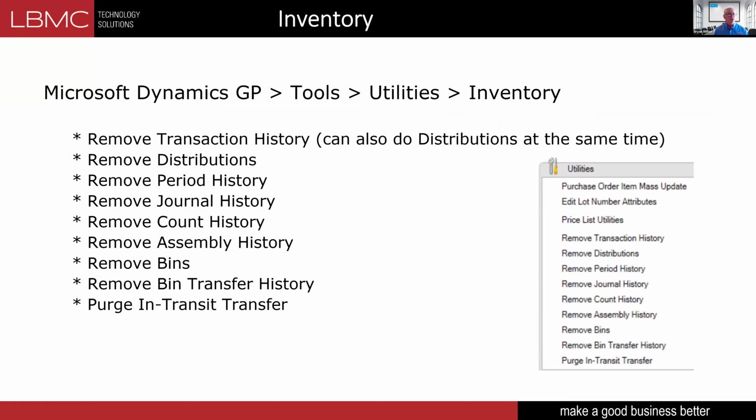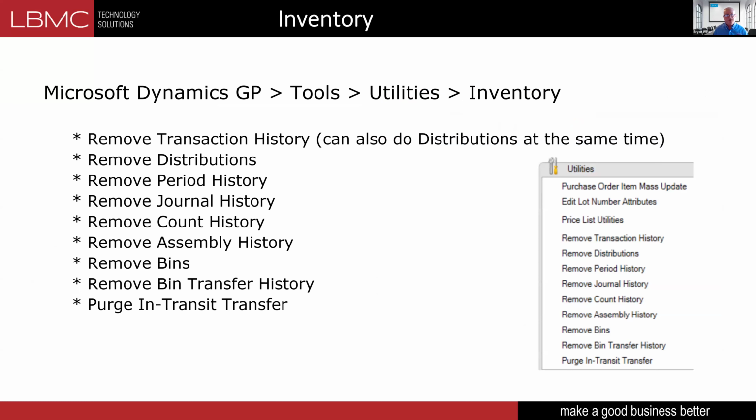So moving on to inventory, a big list of things here. Same thing, really: transactions, the entries, the distributions, the period history, the journal history, stock count history, old stock counts. There's some question if those are valuable after you do another count. But again, that's not for us to say, but you can remove count history. Some people do that more frequently, although it's not taking up a ton of space.